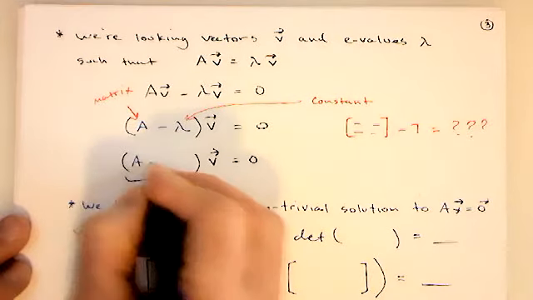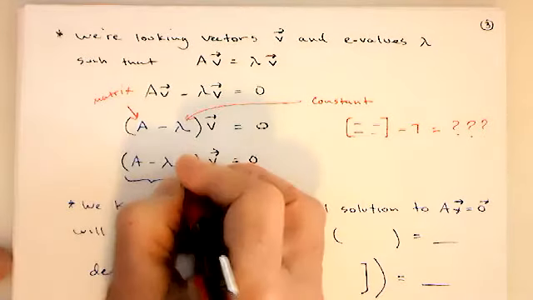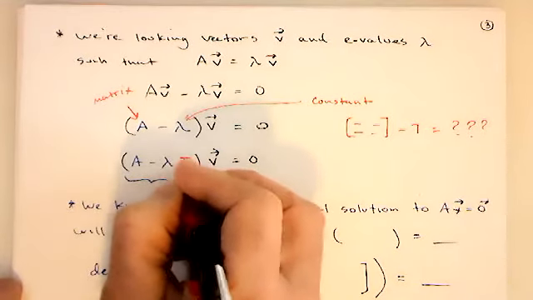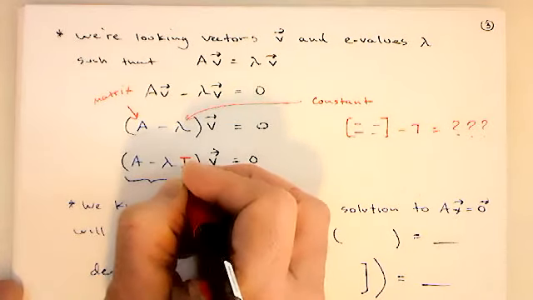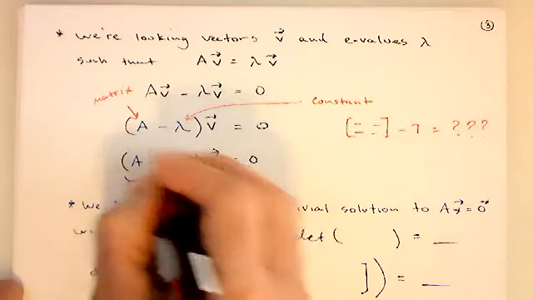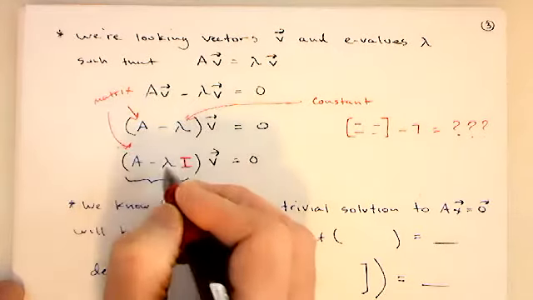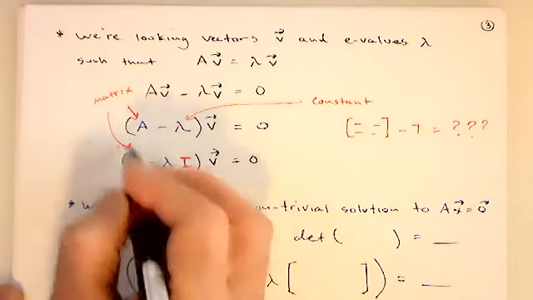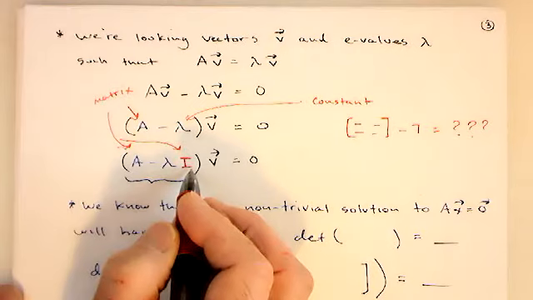If I multiply lambda by, remember we talked about this, the identity matrix, which is like the matrix equivalent of 1. Now what I have is a matrix, and lambda times I is a matrix. These are both matrices, right? So now I have a matrix minus a matrix, which I can do.